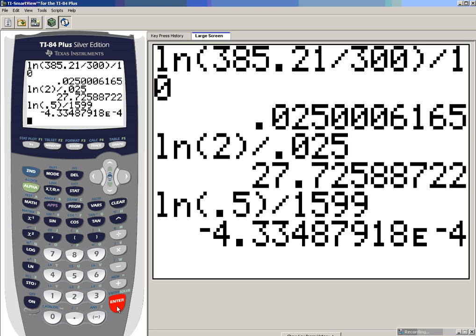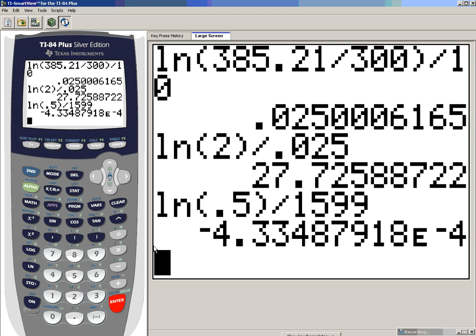Why is that value negative? Our interest rate for all the problems we did was always positive. Well, the reason the rate was positive is because the amount in the account was growing over time. In this case, the amount of this radioactive element is decaying or losing mass over time. So in this case, don't forget this e to the -4 here at the end. That means that is 10 to the -4, so I need to take this decimal point and move it 1, 2, 3, 4 spots to get our K value.